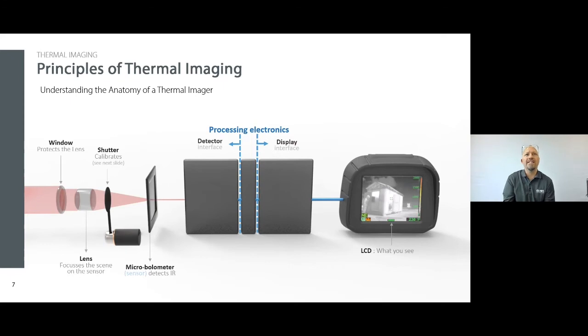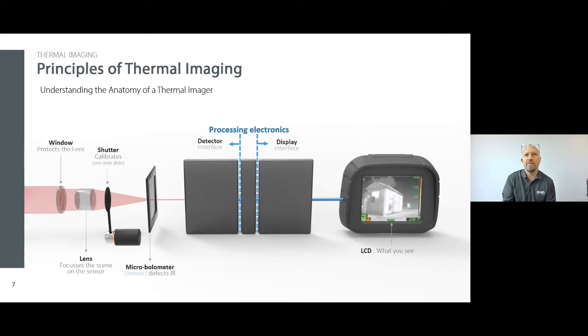The clever bit behind the sensor is the processing electronics, and we've got two types. We've got the detector interface, the bit that takes the microbolometer output and converts it into the numbers that we can process. And then we've got the display interface, which gives us a display on our LCD on the right hand side.